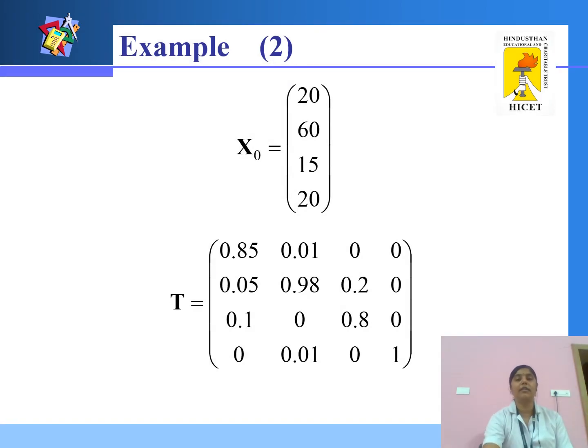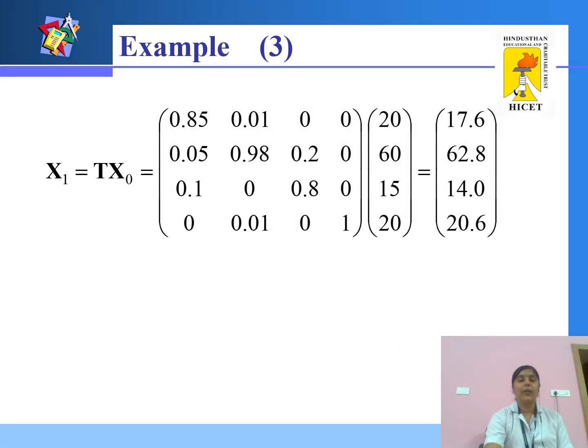So x naught is 20, 60, 15, 20 and T is 0.85, 0.01, 0, 0.05, 0.98, 0.20 and 0.10, 0.80, then 0, 0.01, 0.01. So x1 is T x naught. We just apply the values of the T matrix and x naught matrix. After applying the matrix multiplication, we get the resultant matrix, that is 17.6, 62.8, 14.0 and 20.6.